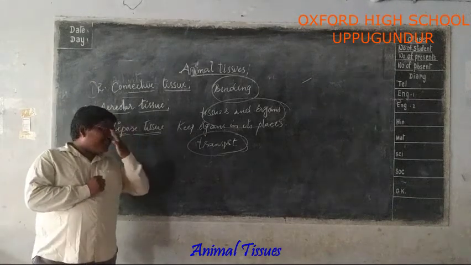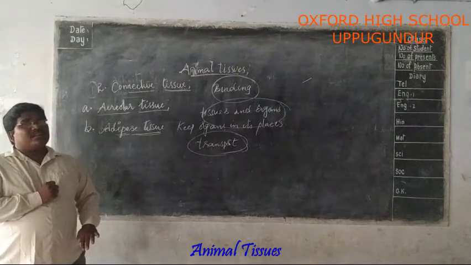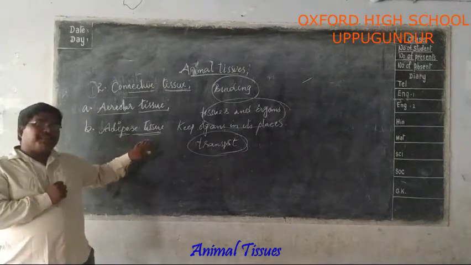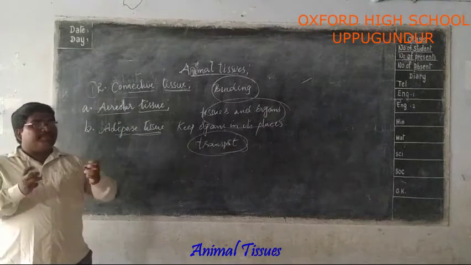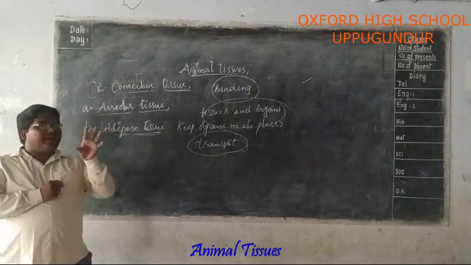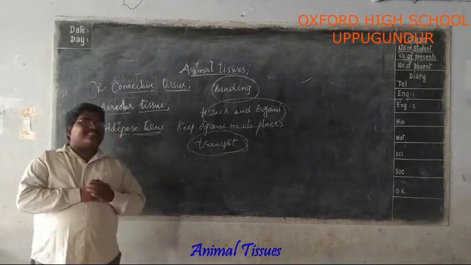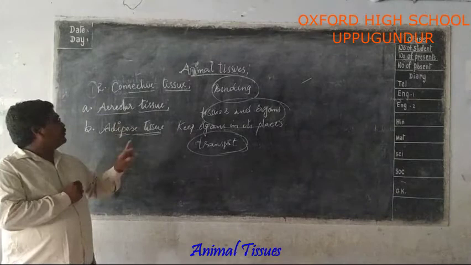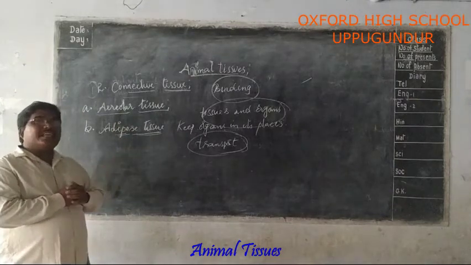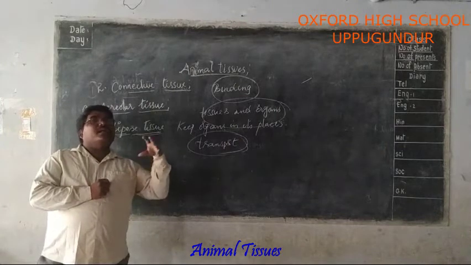Okay, adipose tissue is present under the skin and in between the internal organs. This tissue contains fat globule-like structures, because of which it is known as adipose tissue. It acts as an insulatory sheath to protect the body from the loss of heat.